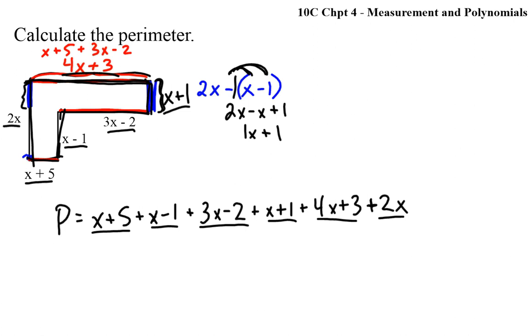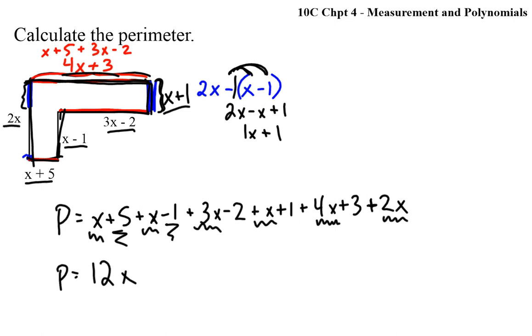So my like terms, I'll get rid of what I have here so I can underline my like terms, which I like to do. And we have 1x and 1x is 2x. And 3x is 5. And 1 more is 6. And 4 is 10. And 2 is 12x. 5 minus 1 is 4. Minus 2 is 2. Plus 1 is 3. Plus 3 is 6. 12x plus 6 is the perimeter of that shape after I find the unknown side lengths.